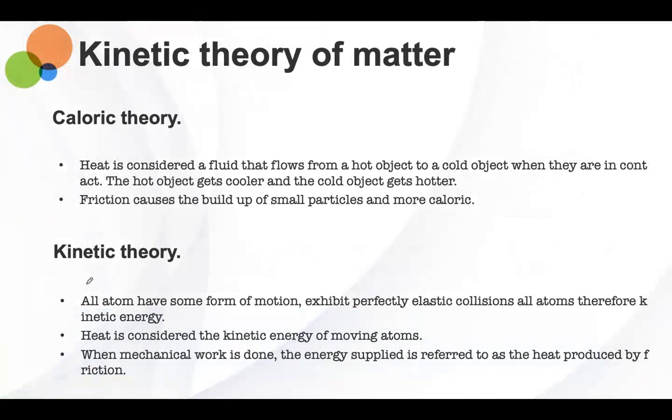before we go, though, we have to look at the kinetic theory of matter. The kinetic theory of matter, we had two theories. We had the caloric theory and we had the kinetic theory. So the caloric theory states that heat is considered a fluid that flows from a hot object to a cold object. So when a cold object and a hot object are in contact, you'll find that the hot object gets cooler, and the cold object gets hotter, right?